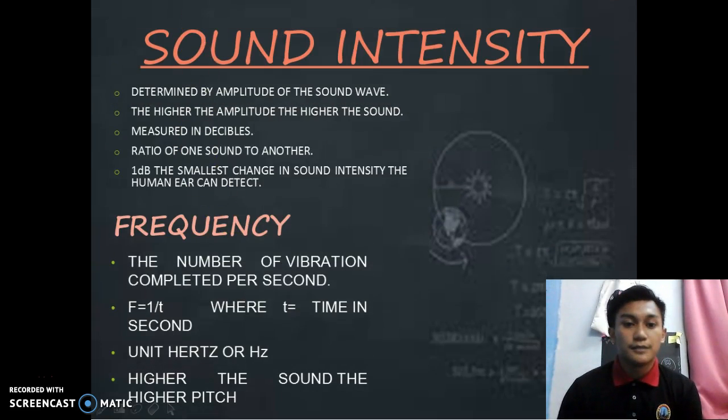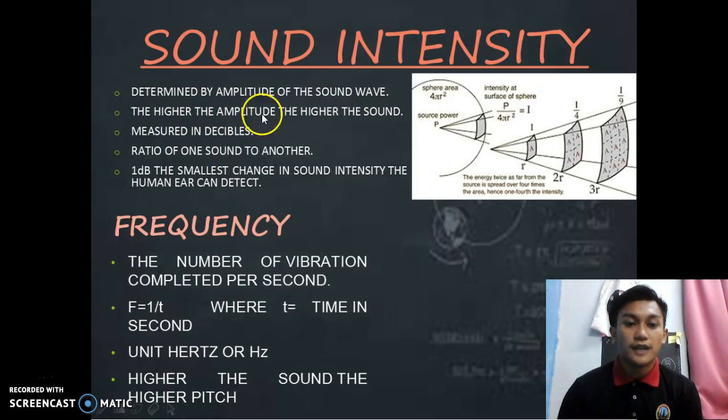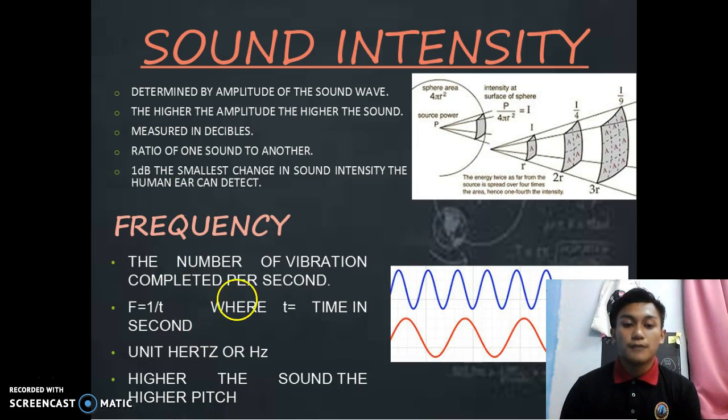Sound intensity is determined by the amplitude of the sound wave. The higher the amplitude, the louder the sound. It is measured in decibels, the ratio of one sound to another, where 1 dB is the smallest change in sound intensity the human ear can detect. Frequency is the number of vibrations completed per second. Frequency equals 1 over T, where T is time in seconds. The unit used is hertz, and the higher the frequency, the higher the pitch.